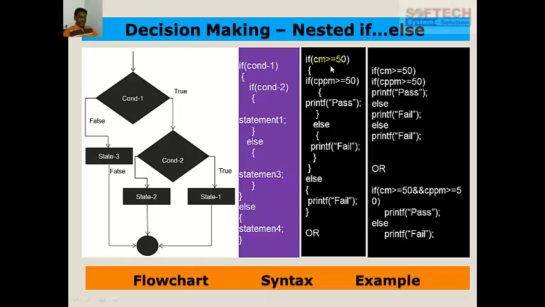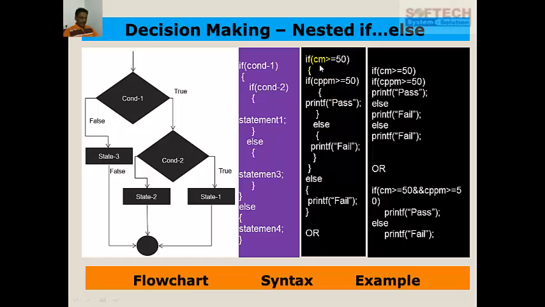Suppose the C mark is not greater than or equal to 50. The condition is false, so it comes directly to the else portion for this if. This is the block for this if. The condition is false, it comes here and declares fail. If the C mark is fail, it does not check the C++ mark because it is already declared fail. Both must be greater than or equal to 50 for pass, otherwise it is fail.